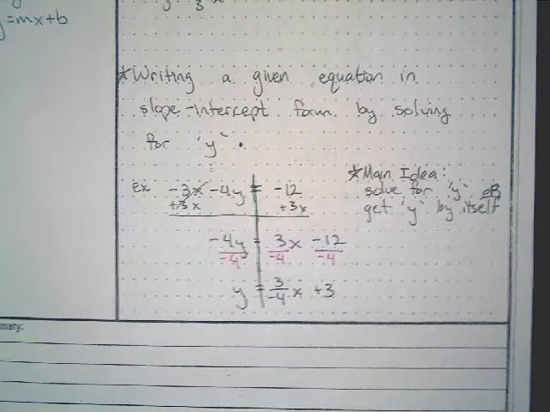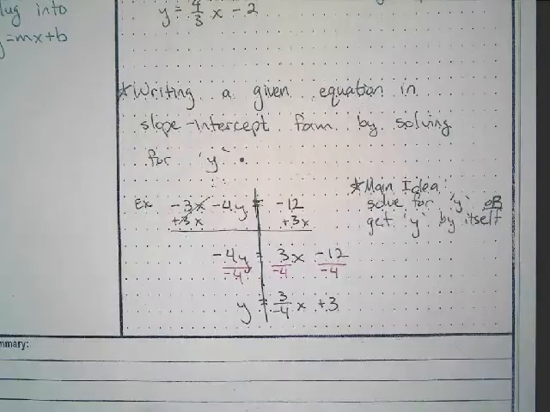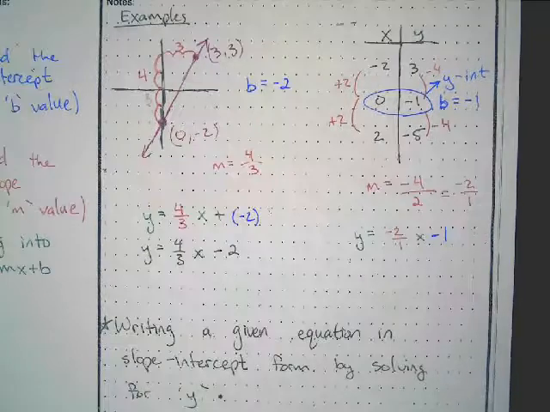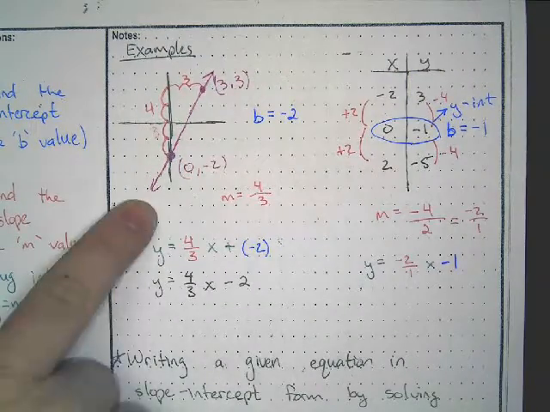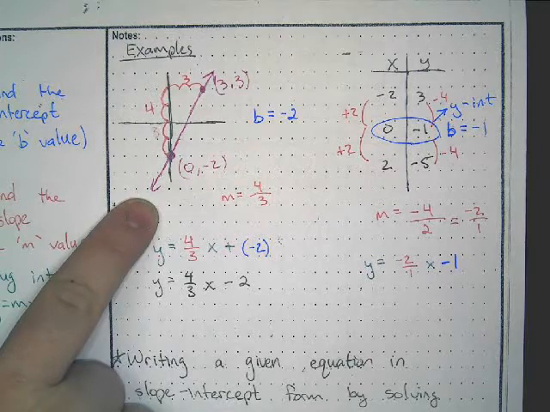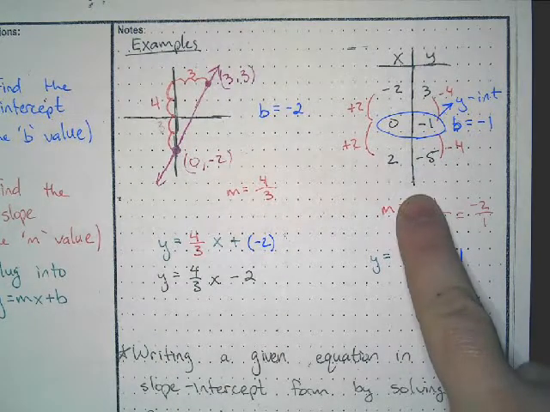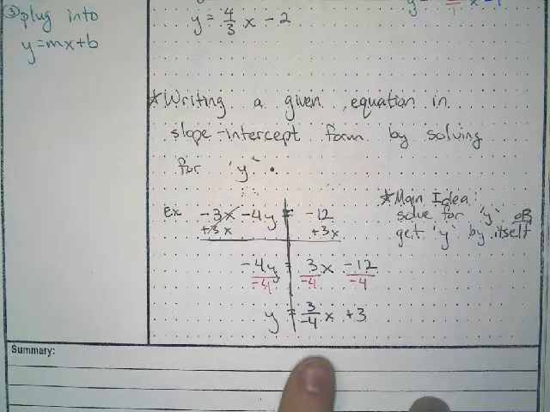But thank you very much for watching this video. These are 3 different ways of writing equations in slope-intercept form. First way if given a graph, second way if given a table, and then third way if we have to rewrite an equation.